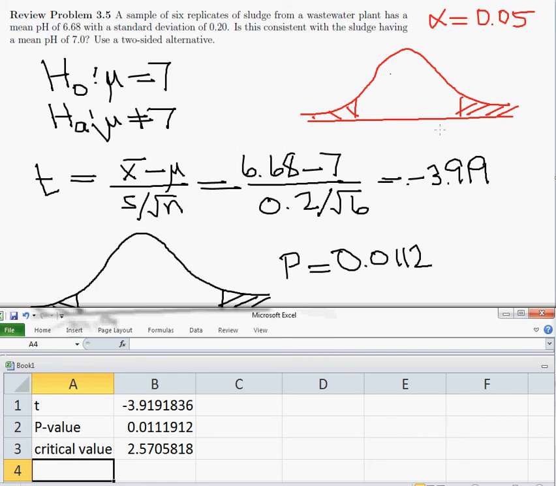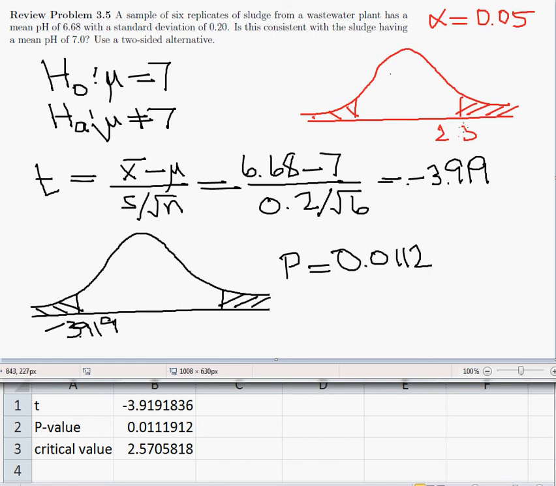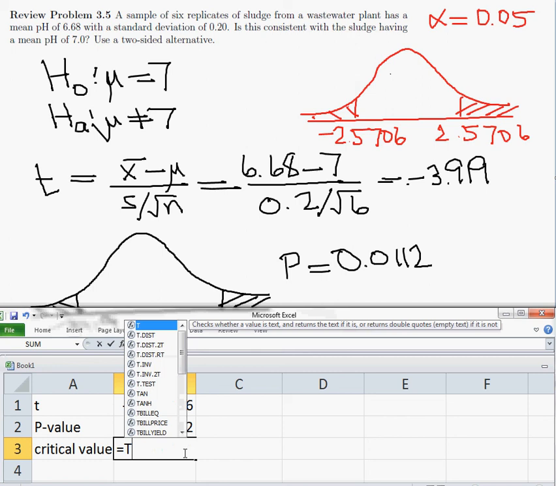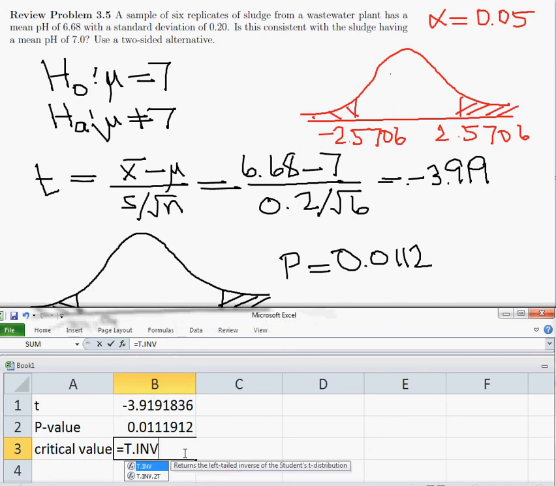So I'll mark that here, 2.5706. And of course the other extreme would be negative 2.5706. Another way of figuring this out, I don't particularly recommend it, but I put it here for the sake of completion, would be t.inv of 0.025 with 5 degrees of freedom, so that 2.5% of the area would lie to the left, and that should return negative 2.57.